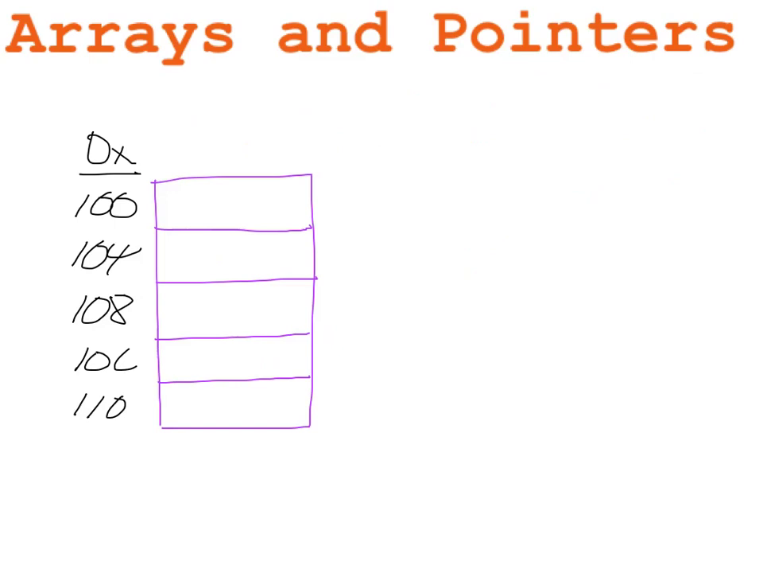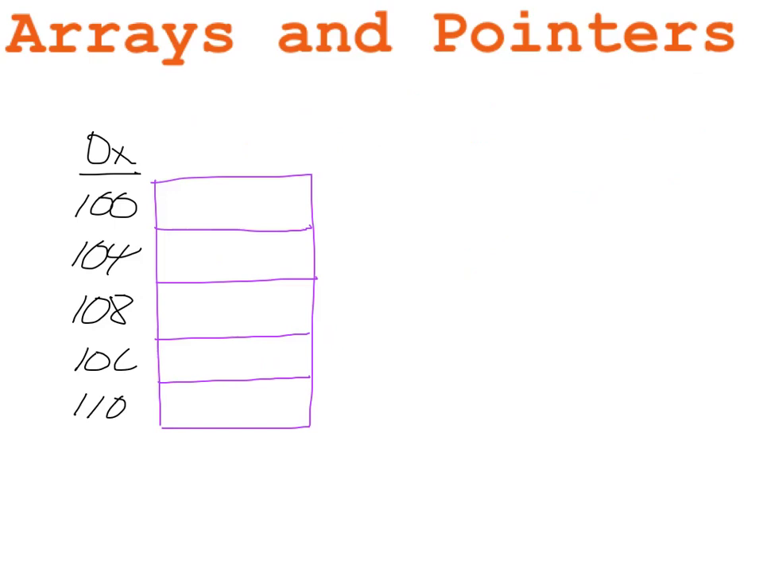Now, before we can talk about the other three types of addressing in assembly language, namely register indirect addressing, base indexed addressing, and direct indexed addressing, we all need to be on the same page with regard to arrays and pointers. So let's do a quick review.